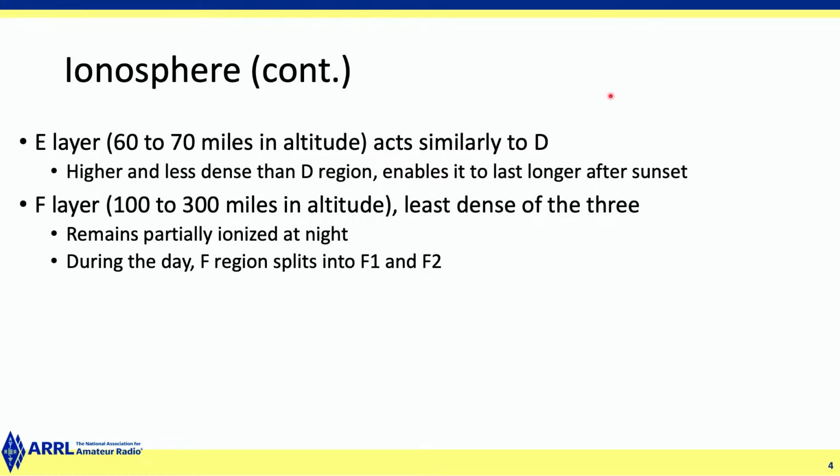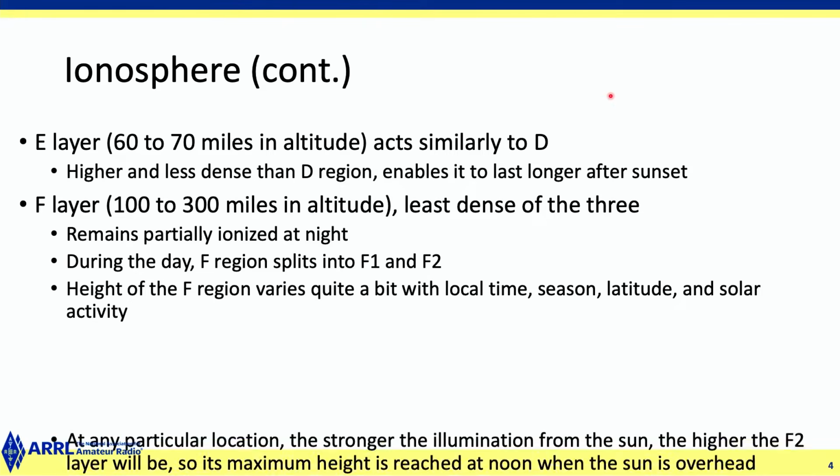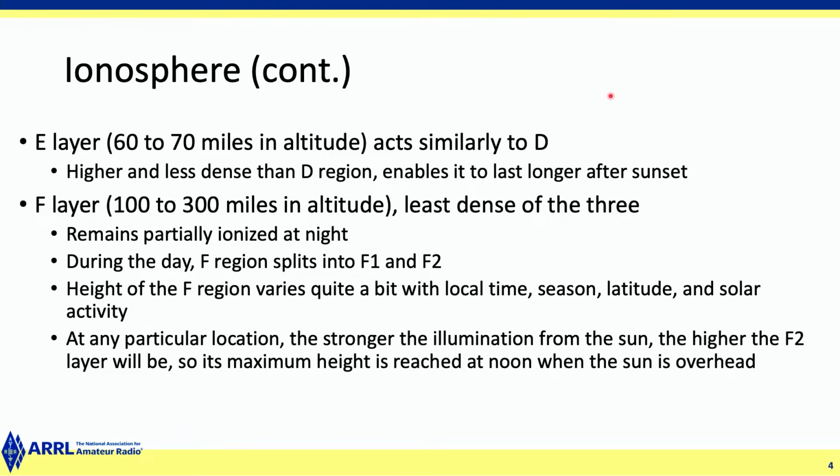During the day, the F layer will actually split into an F1, which is a lower layer, and an F2, which is a higher layer. And the height of that F region depends upon the current time, the season, whether it's summer or winter, what your latitude is, how high you are above the equator, and what the solar activity is. And we'll be talking about solar activity shortly. At any particular location on the face of the Earth, the stronger the illumination from the sun, the higher the F2 layer will be, so the maximum height is going to be reached when the sun is directly overhead at noon. Okay? Does that make sense?